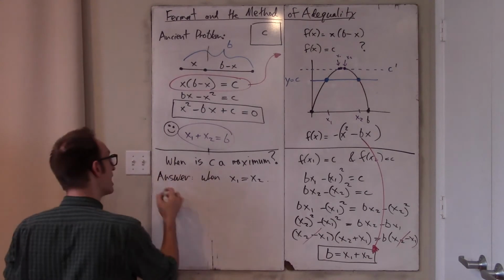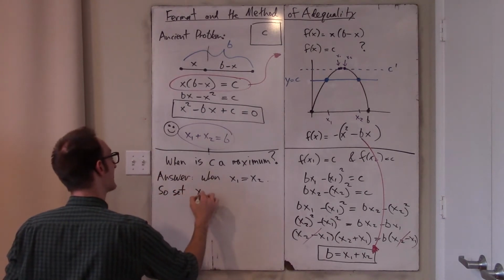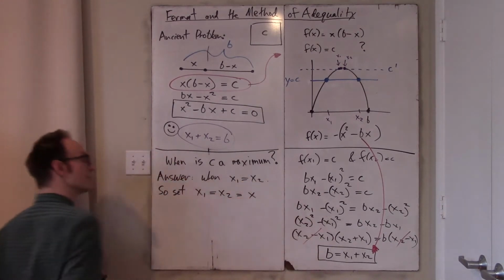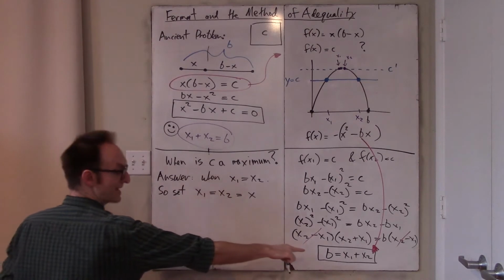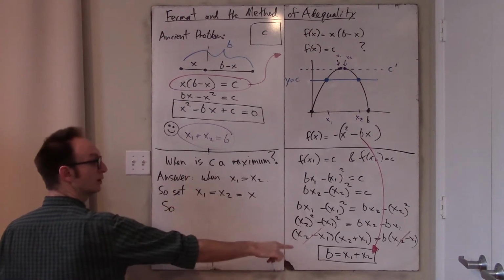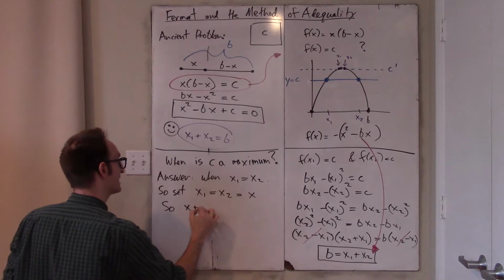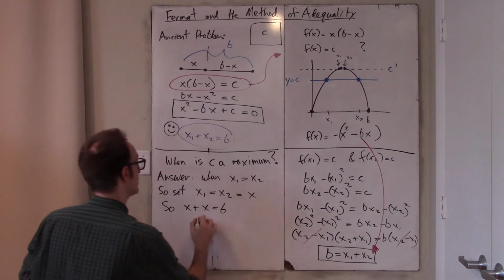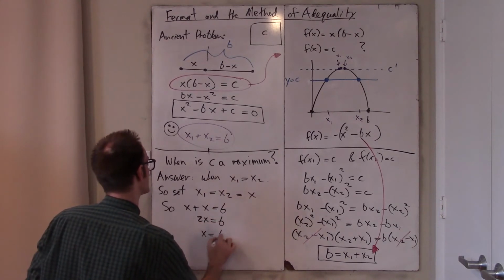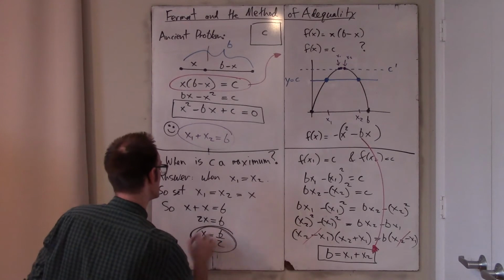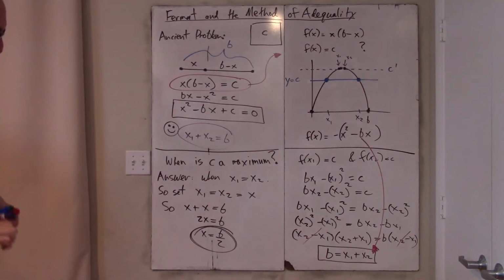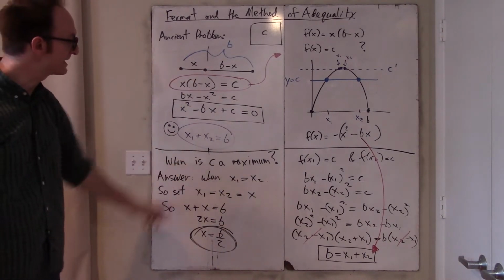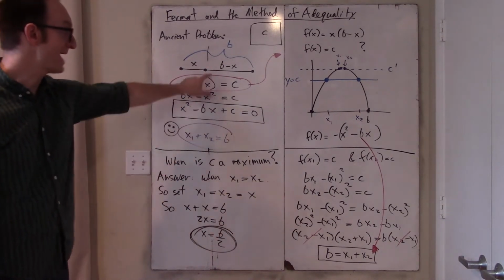Okay, and so let's just set x1 equal to x2. Let's just call that x, for the moment. Well, then what do I know? Since x1 plus x2 is b, I conclude that in fact just x plus x is b, and therefore 2x is b, and so x is b over 2. What just happened here was a proof of the fact that if you want to make c a maximum, then you should bisect the segment.